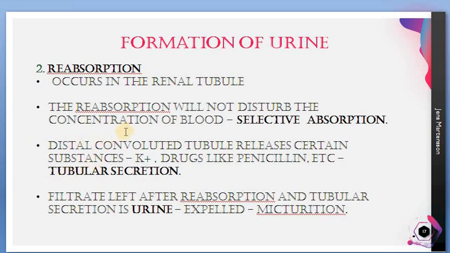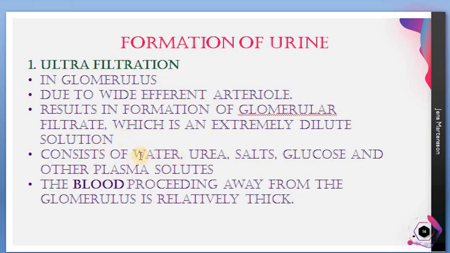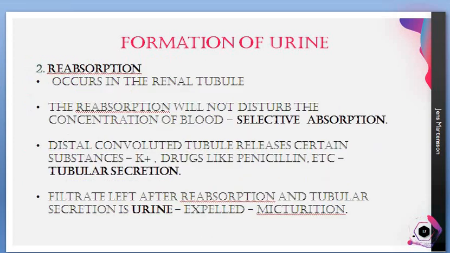Now, the reabsorption will not disturb the concentration of blood. What happens in the PCT is that most of the water will be taken back. In ultrafiltration, we mentioned that in the glomerular filtrate there is too much water. So this water has to be taken back. So what happens in the proximal convoluted tubule? In the proximal convoluted tubule onwards, water is going to be reabsorbed.